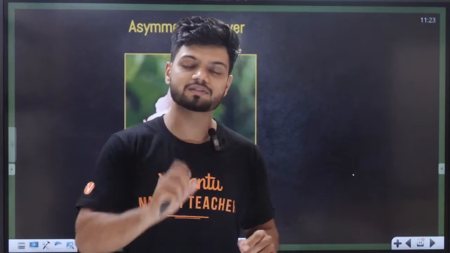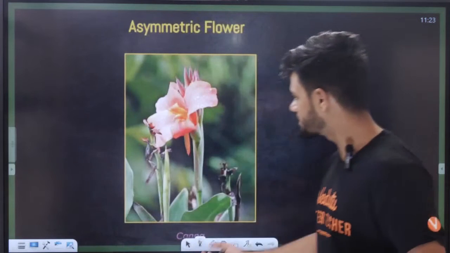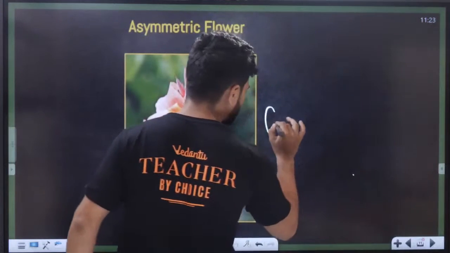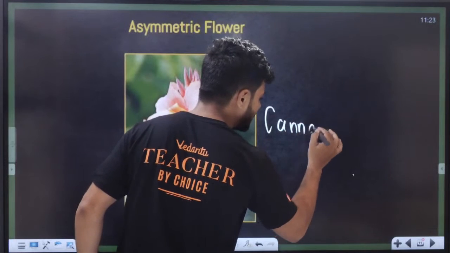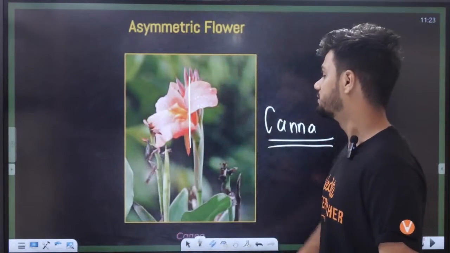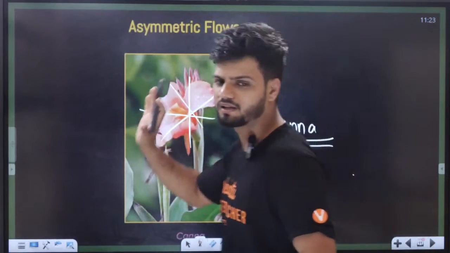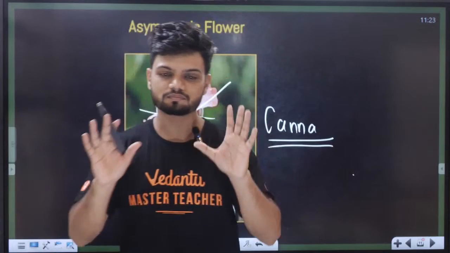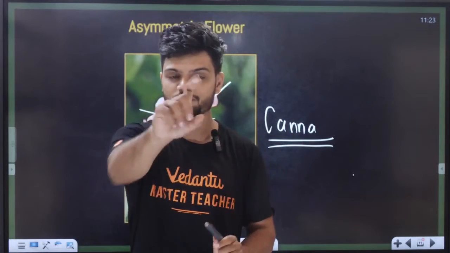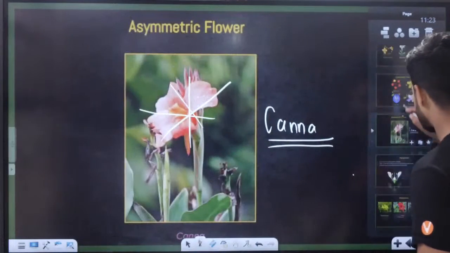Okay. Now this one is asymmetrical. This flower you cannot divide in any plane. Dividing in radial, this plane, not possible. Any plane, however much you try, not possible at all. Okay. So asymmetrical is done and dusted, all of you in the chat. Symmetry is done and dusted now.